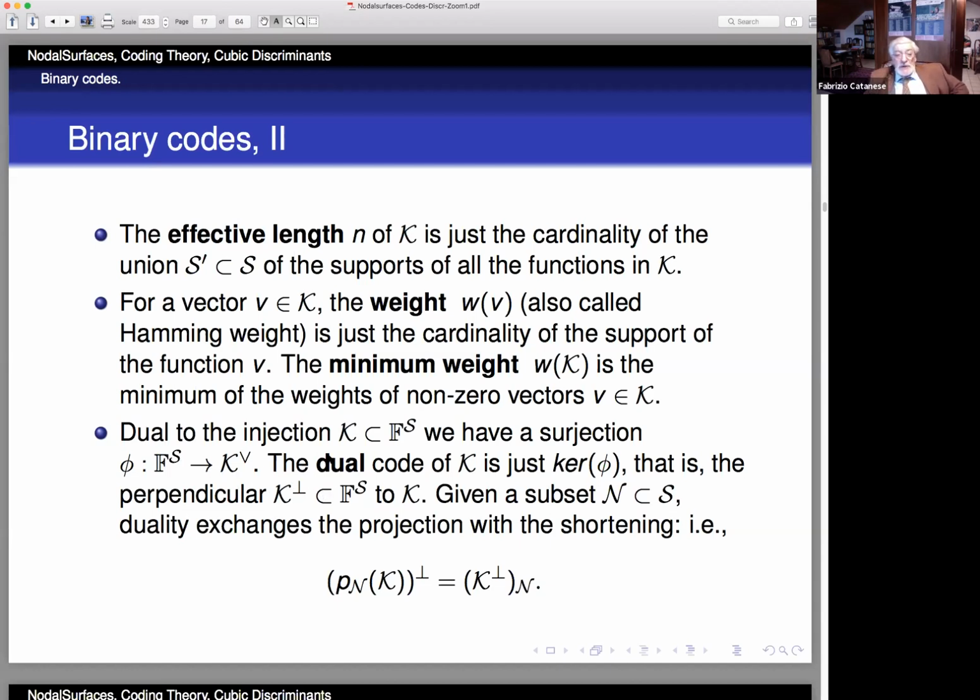Dual to the injection of K in F to the S, we have a surjection of F to the S to K dual. Now, the dual code is just the kernel. So it's the perpendicular K perp to K in F to the S. And given a subset of S, duality exchanges the projection with the shortening. So if you take the perpendicular to the projection, this is the shortening of the perpendicular.